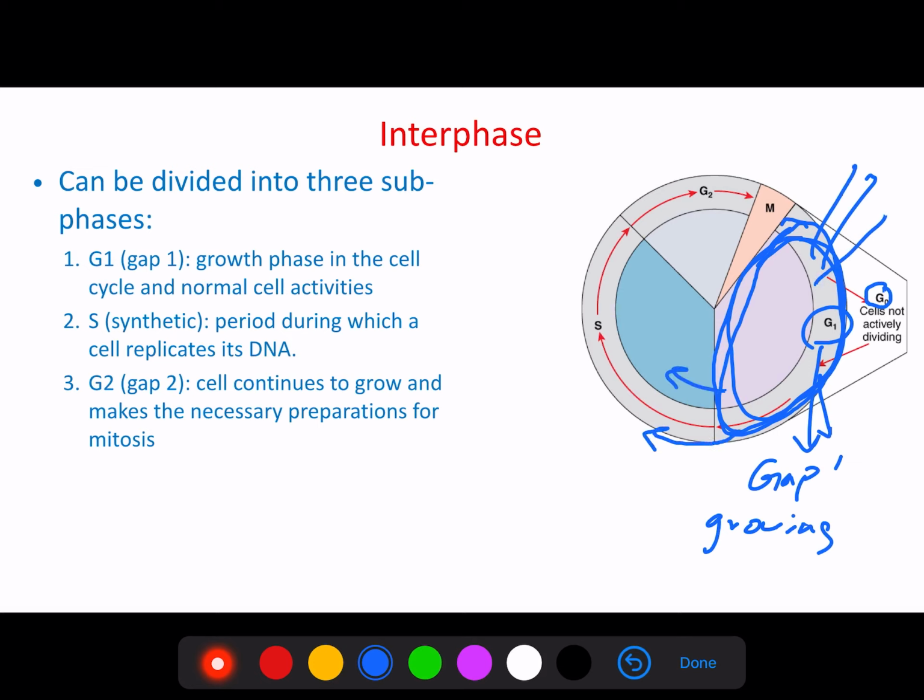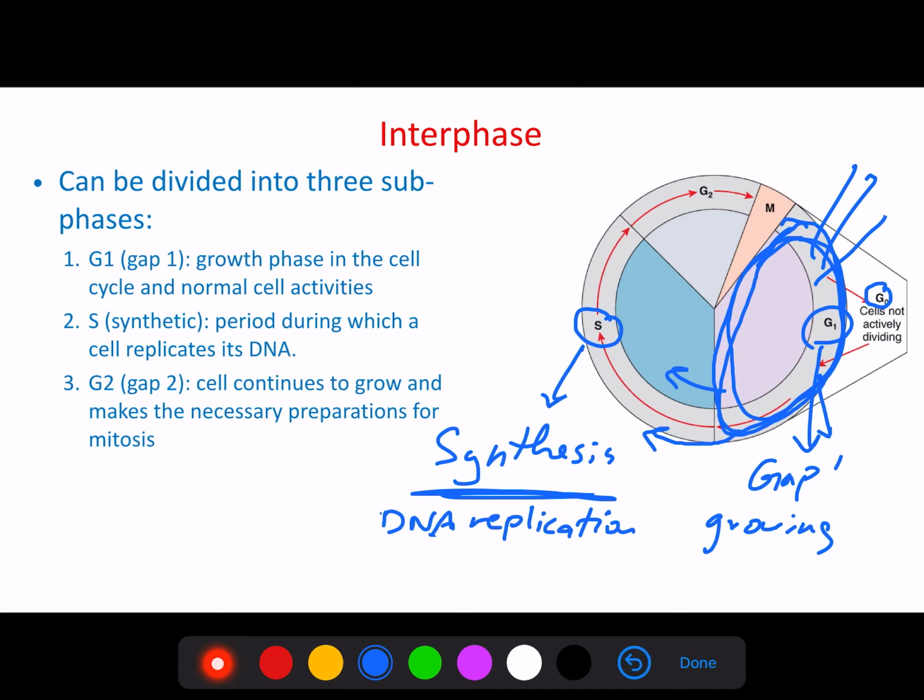the second phase. The second phase is the S phase, and S comes from synthesis. During this phase, the cell will replicate its DNA. So DNA replication is happening during this phase, and we already talked about this. S phase is only for DNA replication. After the S phase, the cell would move to gap 2.